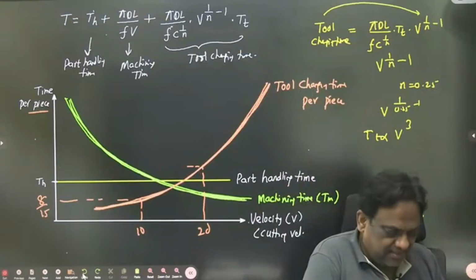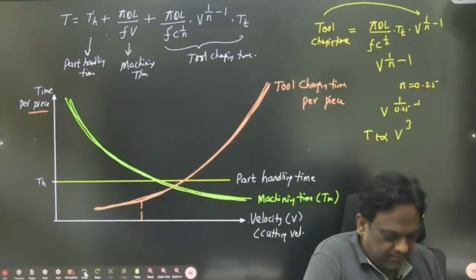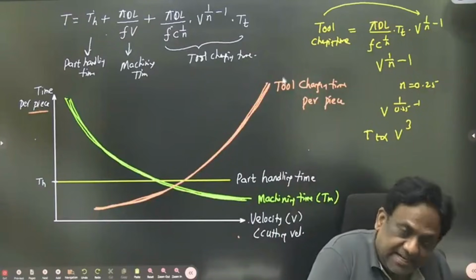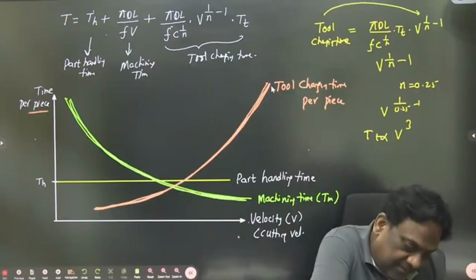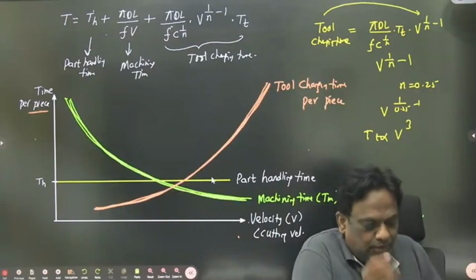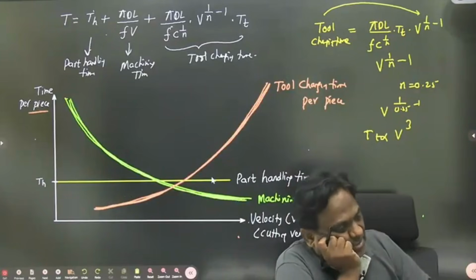सर और कितना क्लैरिटी से बताऊं सर? Please tell me, is it clear? So this is the tool changing time. This is the machining time and this is the non-productive. बहुत बढ़िया सर, अच्छा समझ में आएगा.